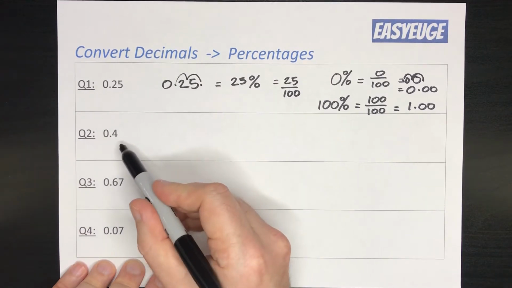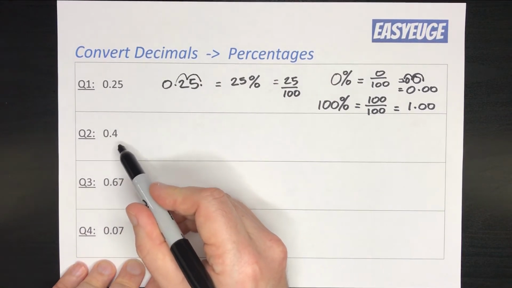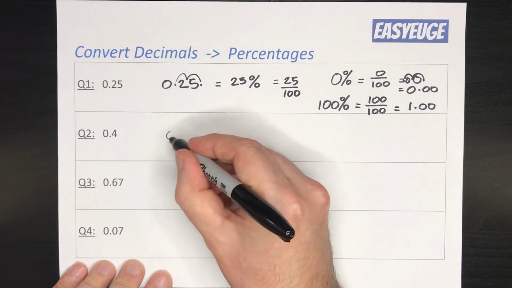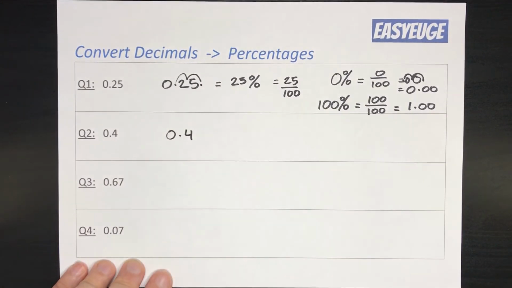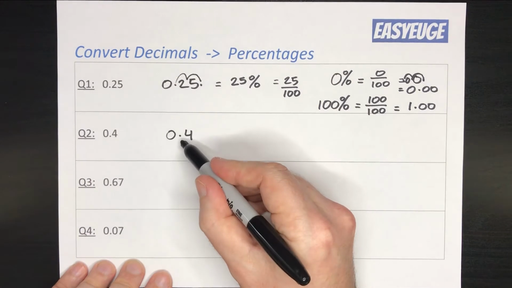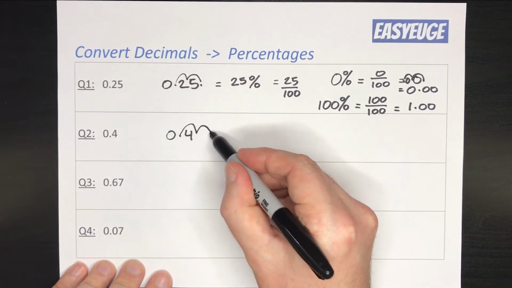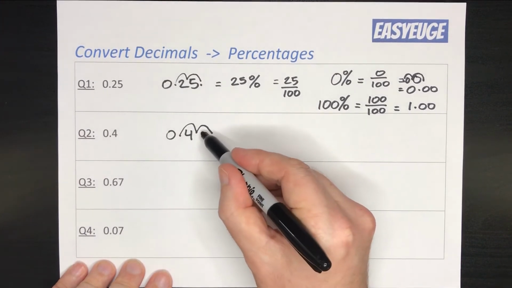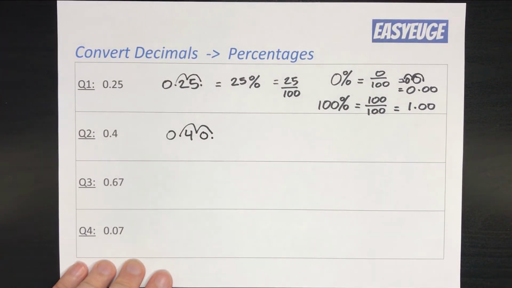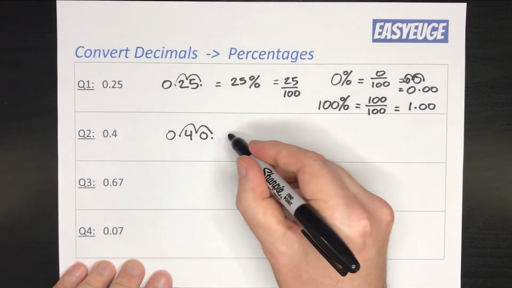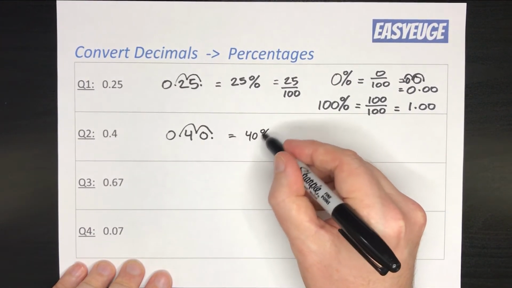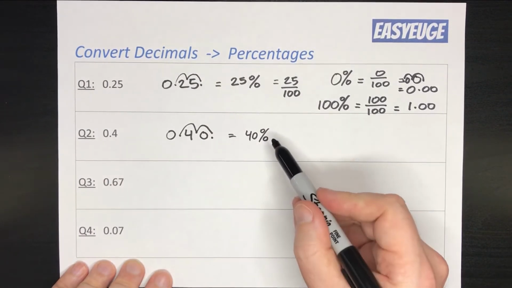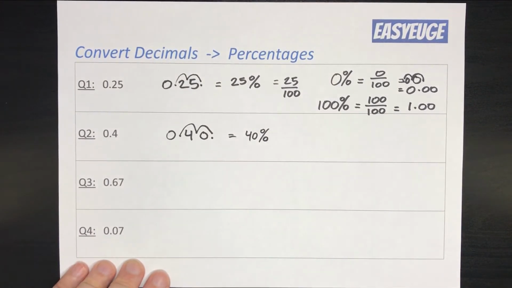How would we convert the next one, 0.4, into a percentage? Let's take 0.4 and write it down. We'll multiply it by 100 to express it as a percentage. So let's take the decimal point and move it 2 places and it ends up there. Then we've jumped over a space, so we are allowed to add in a 0, and this simply becomes 40%. So 0.4 is 40 out of 100, or 40%.